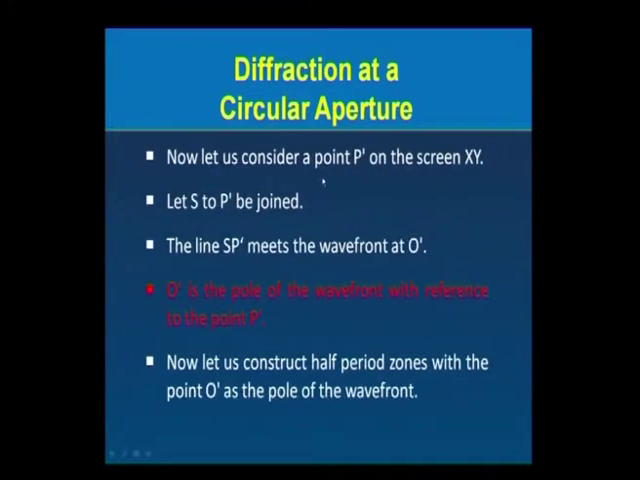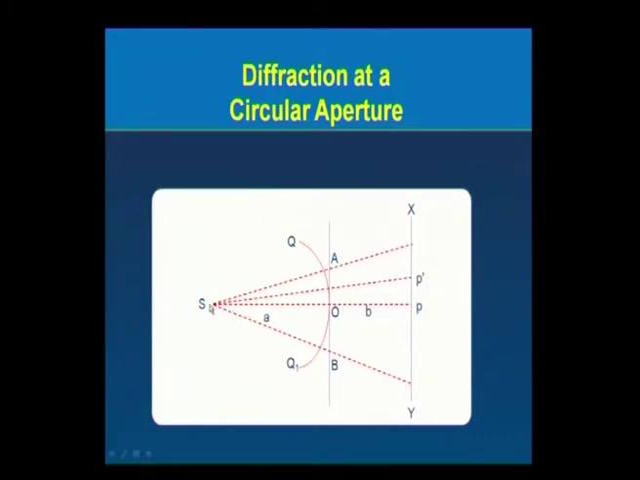Now, let us consider a point P prime on the screen. Let S to P prime be joined. Obviously, the source S is here, P prime is there, you join that. Then this point I will call O prime. I will show in the diagram to come. This O prime will become the pole. Now, O was the pole earlier for the point P. For the point P prime, O prime will be the pole, and with P prime as the point, we will be constructing half period zones again, with P prime as center, because we want to find the intensity at the point P prime.